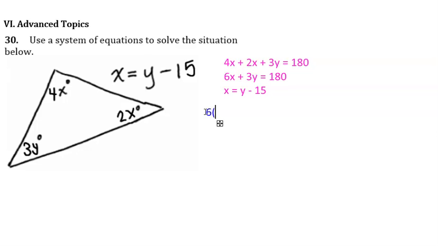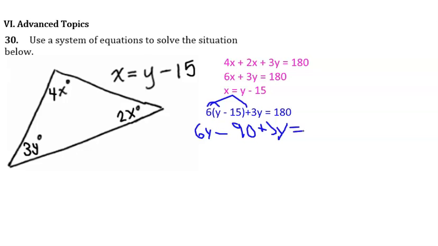So that'll look like this: 6 parentheses y minus 15 close parentheses plus 3y equals 180. From there, we'll distribute, combine like terms, solve for y. So we have 6y minus 90 plus 3y equals 180.